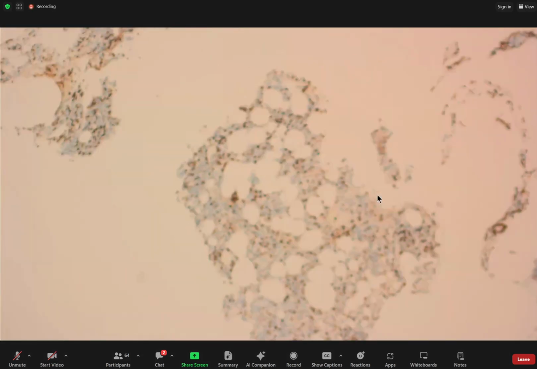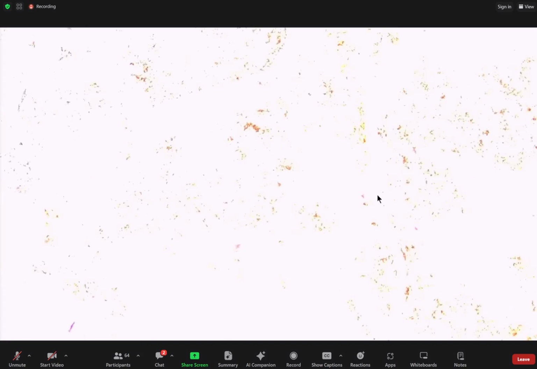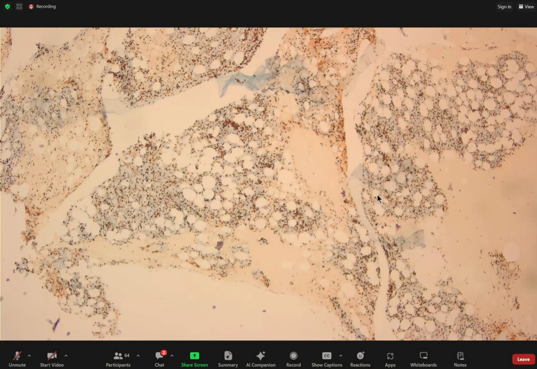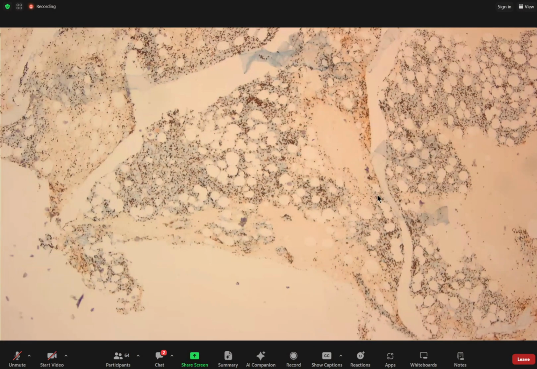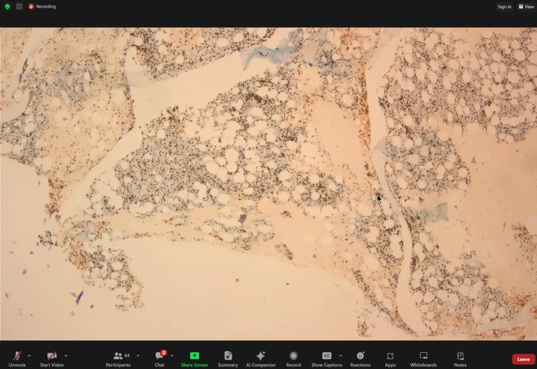So the Ki67: you can see the Ki67 is increased, more than 30%. Usually for lymphoplasmacytic lymphoma, the Ki67 will be low, but for plasmablastic myeloma or lymphoma, the Ki67 is almost 100%.